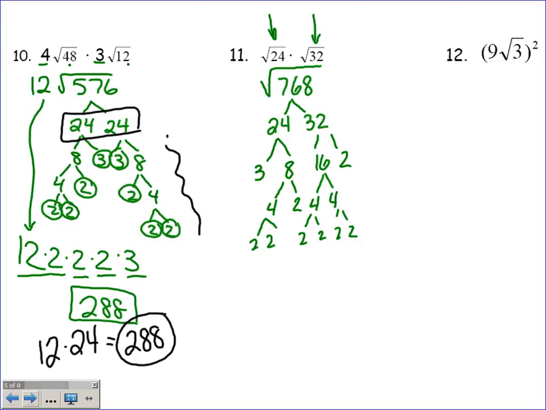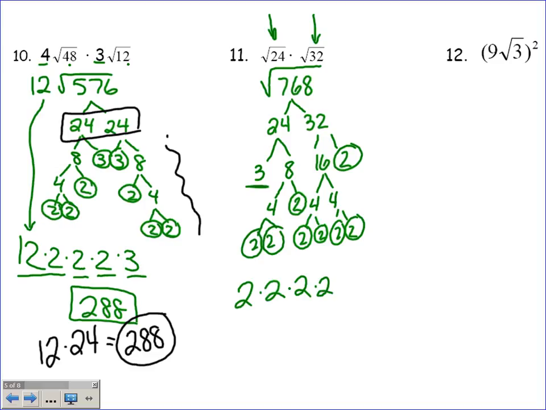We'll ask if there's any pairs, and I'll start out here on the right side. There's a pair of 2's. Here's a pair of 2's. Here's a pair of 2's, even though that one's up a little higher. And here's a pair of 2's. And at that point, I look here, and there's a 3 left over, so I'll stay on the inside of the radical. I'll multiply these together. 2 times 2 is 4, times 2 is 8, times 2 is 16, so I have 16 times the square root of 3.